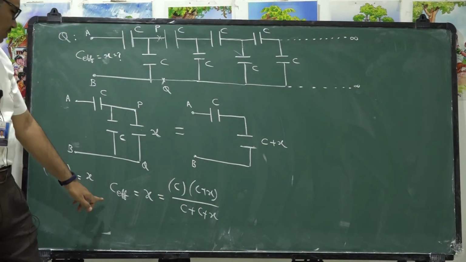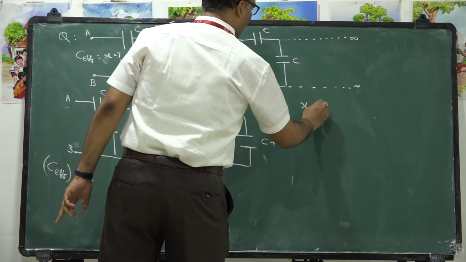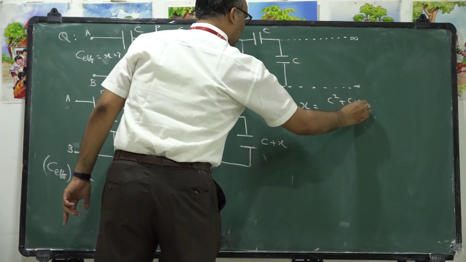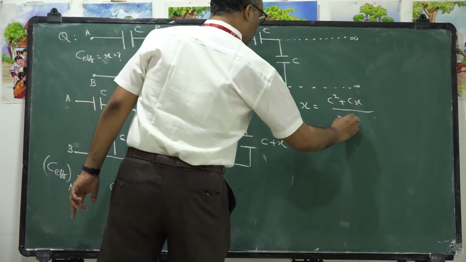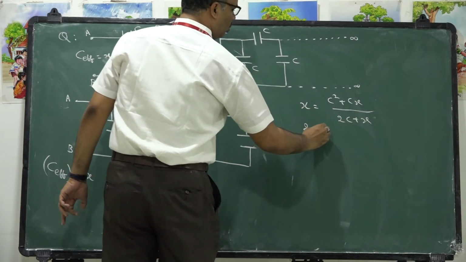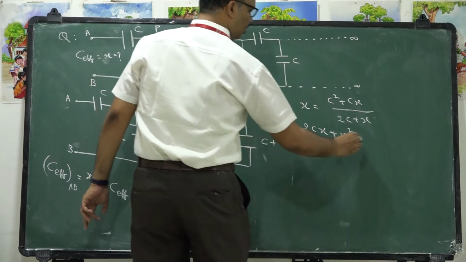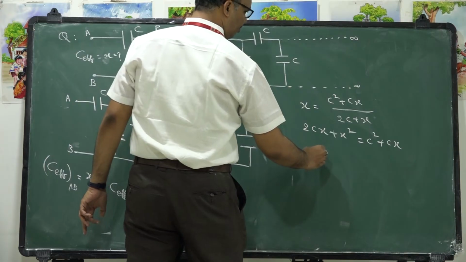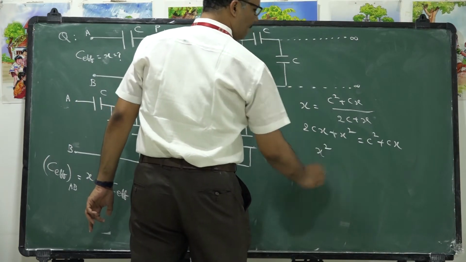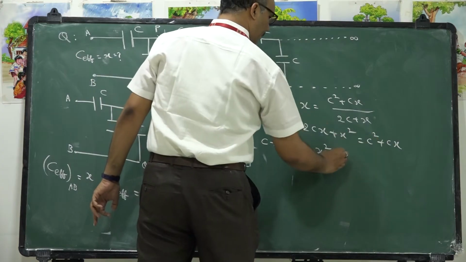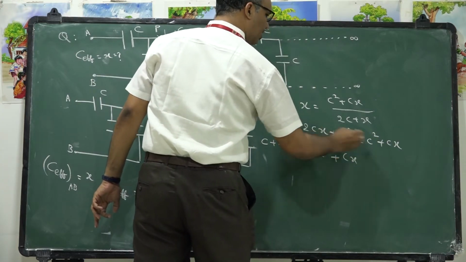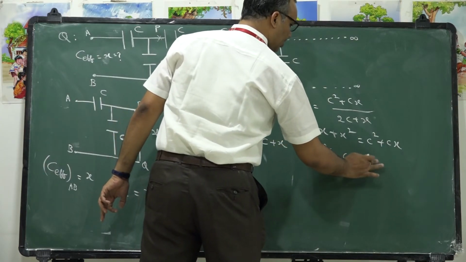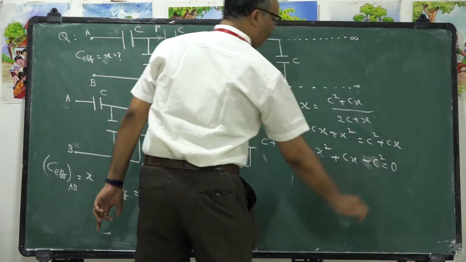what you will get? X is equal to C square plus Cx in the numerator by 2C plus X in denominator. 2Cx plus X square is equal to C square plus Cx. If you bring all the terms on one side, X square plus 2Cx minus Cx, you will be left with Cx only, plus C square minus C square is equal to 0.